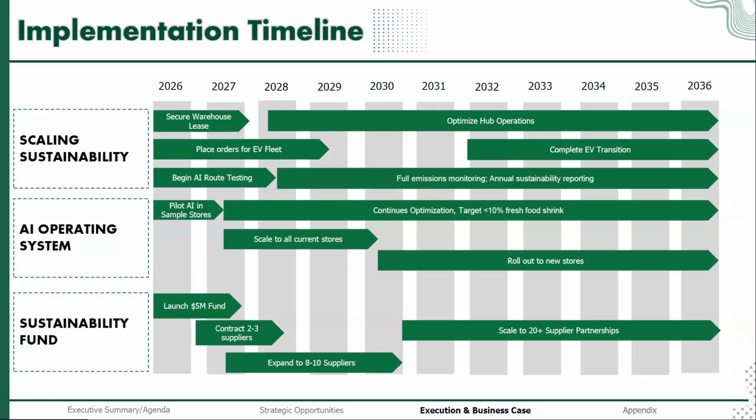This means beginning the AI route testing so our drivers can get where they need to be as efficiently as possible. When it comes to the AI operating system, we need to launch those pilots in all the pilot stores.